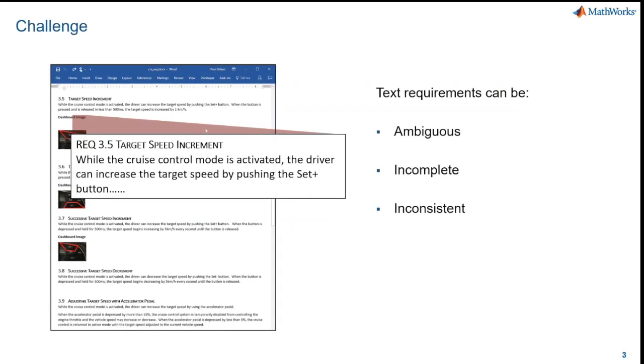Let's start to talk about the challenges. The requirements are initially captured using text, and the text requirements can be ambiguous, incomplete, inconsistent. You can see here, for example, in the Word doc, we have a text, right? And sometimes it's hard to identify and to create this link in our models.